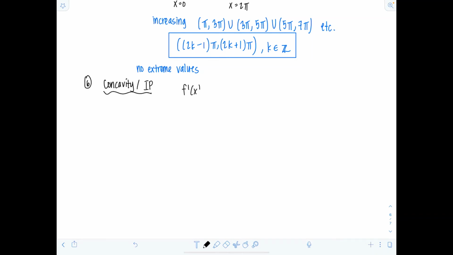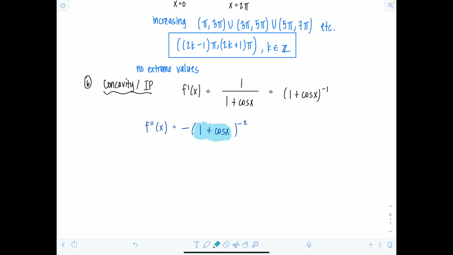If you'll remember, f prime of x was 1 over 1 plus cosine of x, which you could think of as 1 plus cosine x to the negative first. That's going to make it easier. Now I don't have to do the quotient rule. I can just use the power rule and the chain rule. So f double prime of x is going to be negative. Leave the stuff in the parentheses alone. Subtract 1 from the exponent. Now I have 1 plus cosine x, and then by the chain rule, I multiply by the derivative of 1 plus cosine x, which is negative sine x.